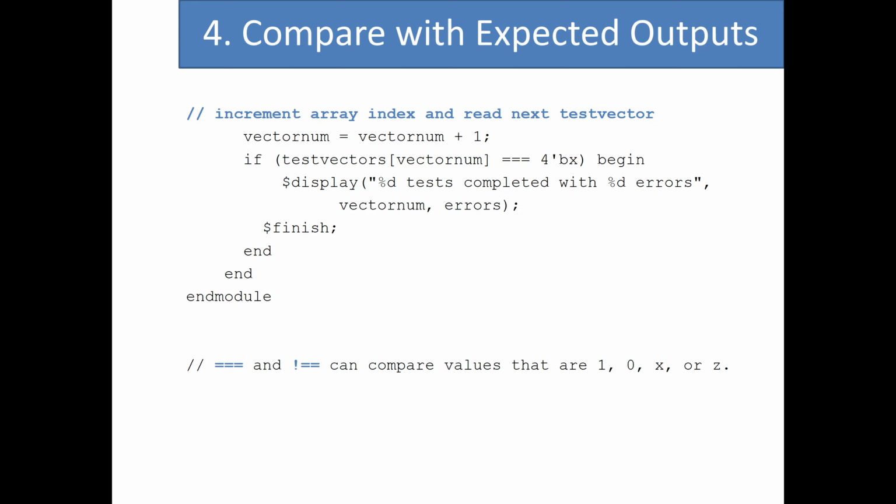And then we repeat this for all of the rows in the test vector. So we increment the vector number, go to the next one, and repeat the process until we get to the end of the test vector.